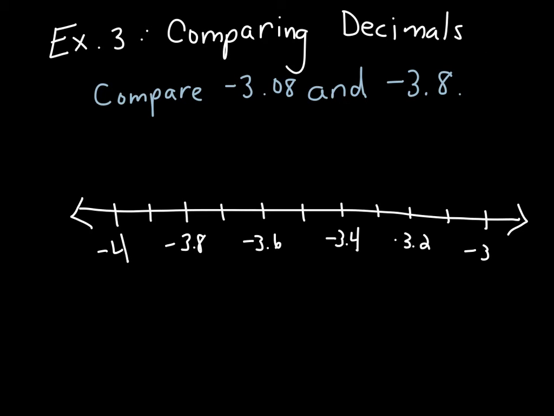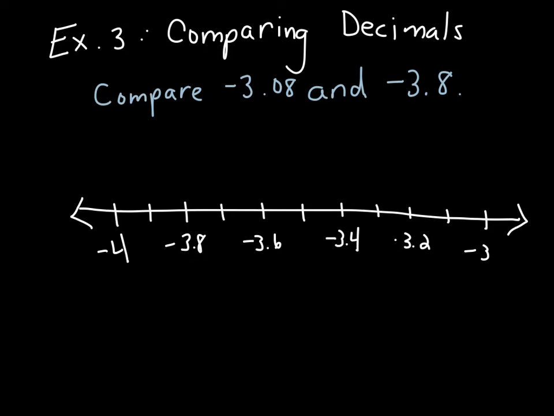In example 3, we're going to look at comparing decimals. We already have done some work in comparing positive decimals, so we know that we can sometimes line place values up, but it gets a little bit trickier on the negative side since everything is kind of opposite or flipped around.